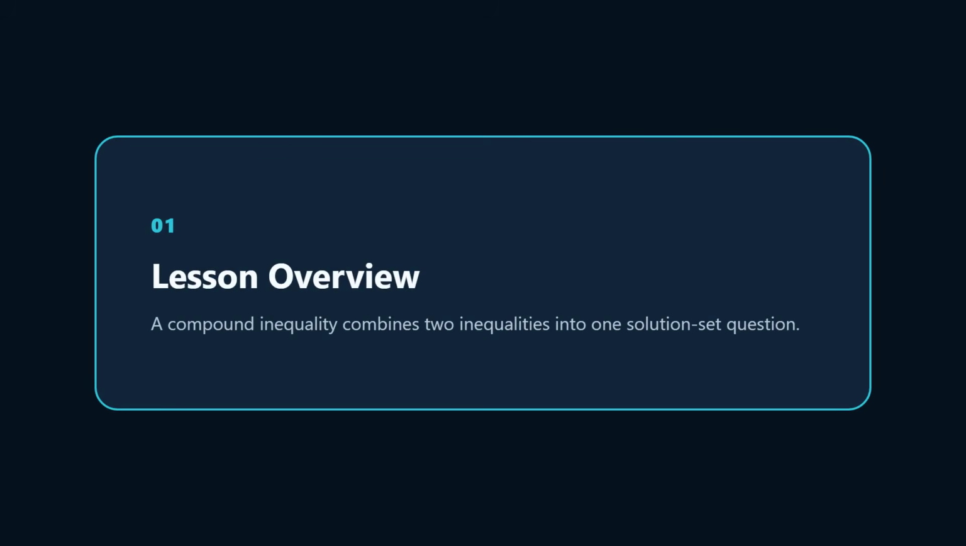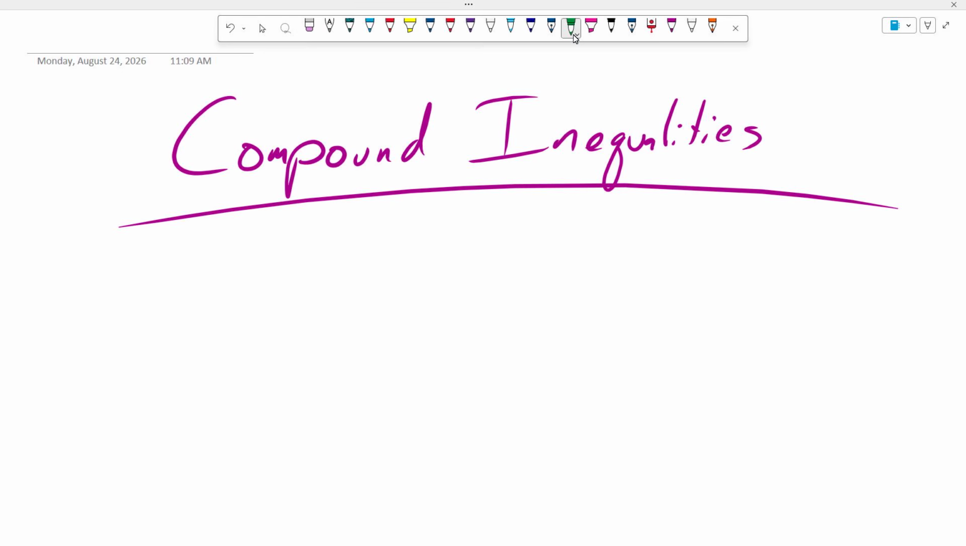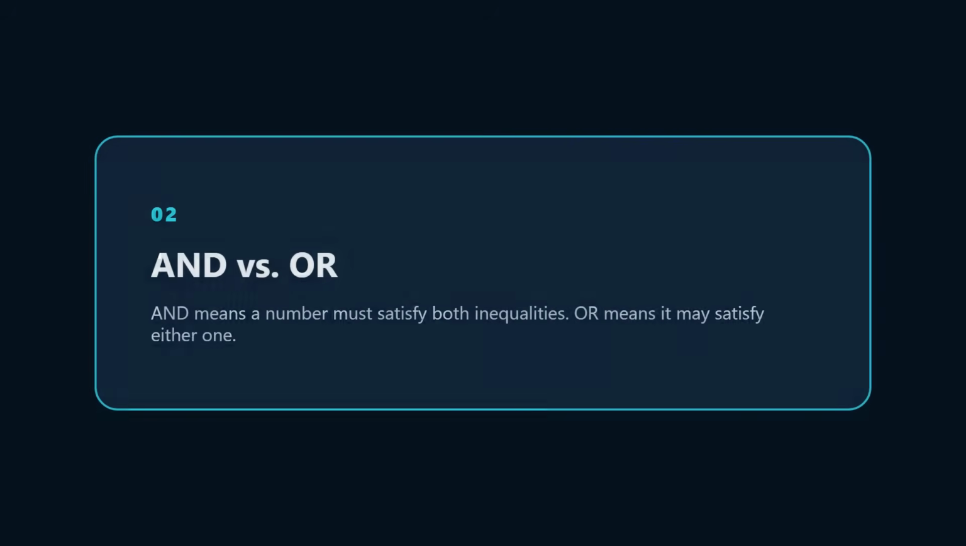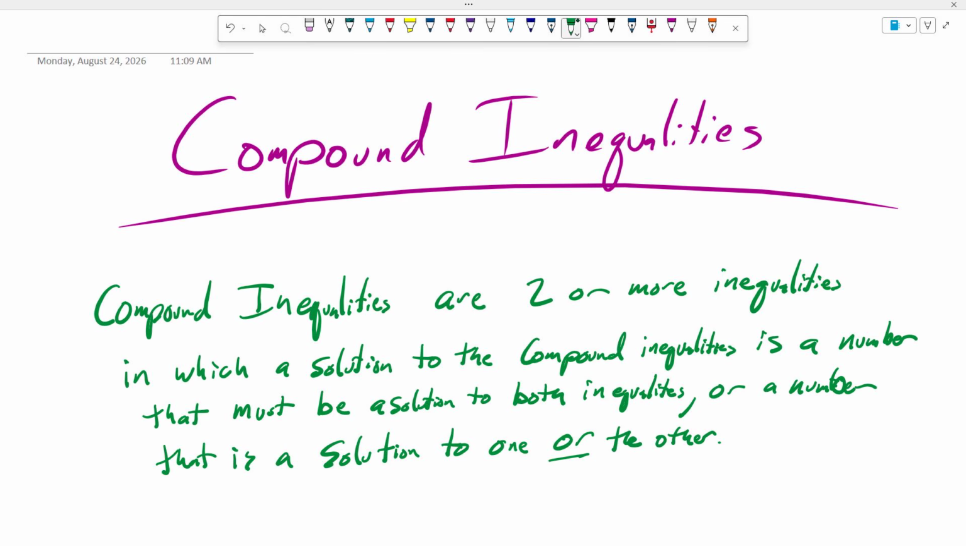We're talking about something called compound inequalities, which you should have learned last year, but we're going to review a little bit. Let me explain a little more. Compound inequalities are two or more. We can have more than two, but typically it's just two inequalities.